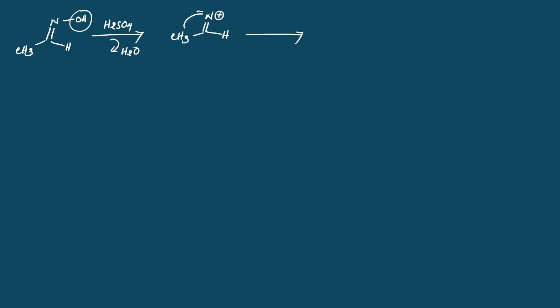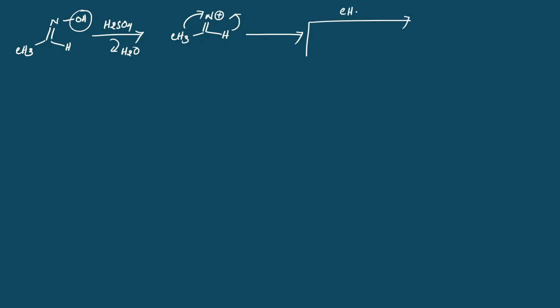Suppose I have taken an unsymmetrical oxime. Here I am taking an unsymmetrical oxime, which is actually an aldoxime. If I treat this with an acid, you will eliminate this OH as a water molecule, and you will generate an intermediate like this with a nitrogen containing a positive charge. Here you can see either the CH3 group can migrate to the nitrogen or the hydrogen can migrate to the nitrogen. So let us consider the two possibilities.